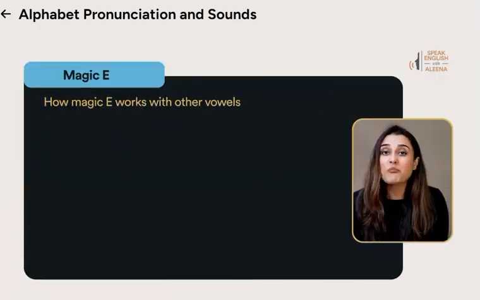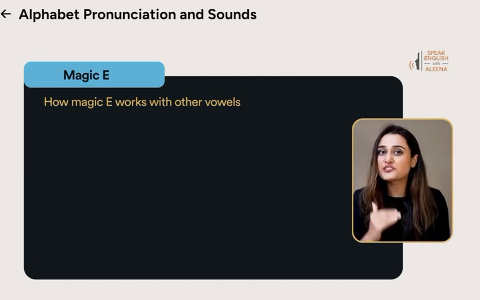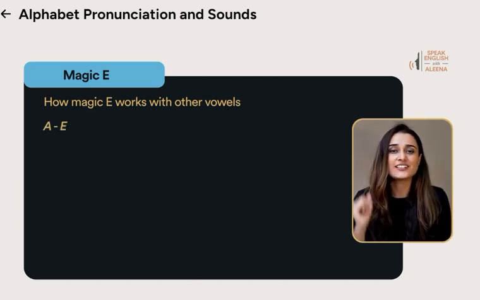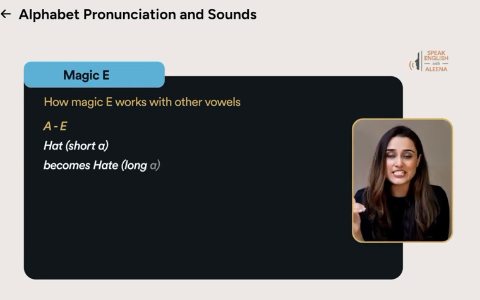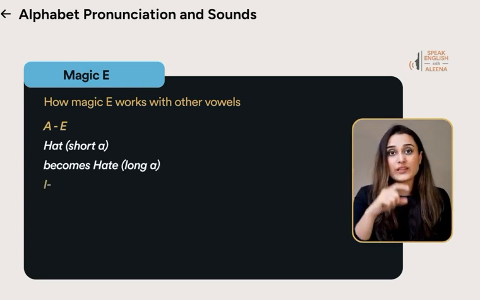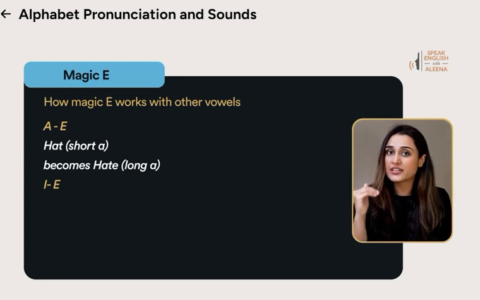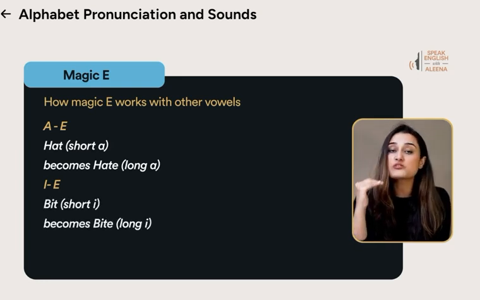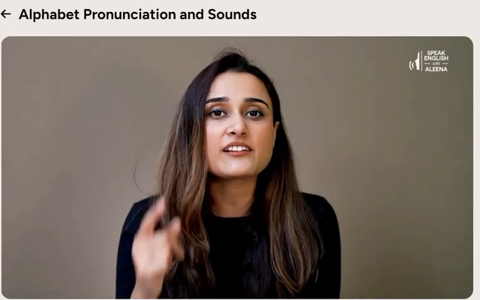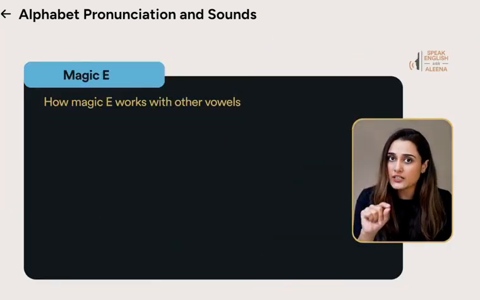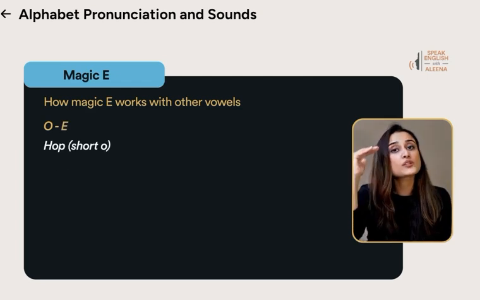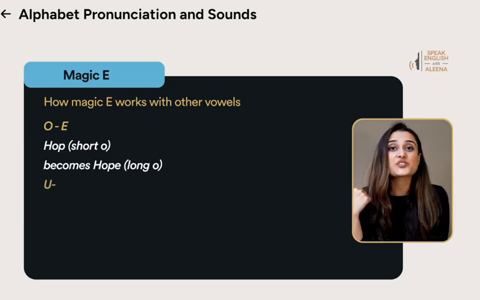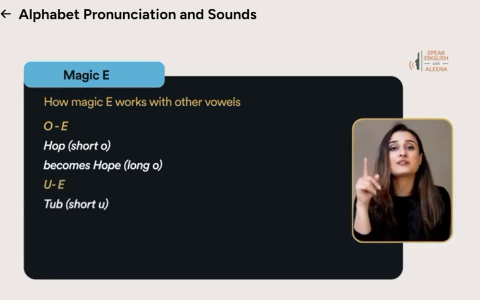Now let's see how magic E works with different other vowels. When you place letter E with A, hat becomes hate. When I use letter E with letter I, the sound again changes. Bit becomes bite. The sound is changing from short to long as you're observing. Now let's take another one. When we use letter E with letter O, hop becomes hope. Rob becomes robe. When I use letter E with letter U, tub becomes tube.